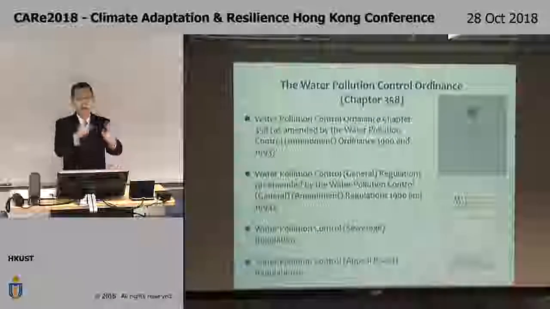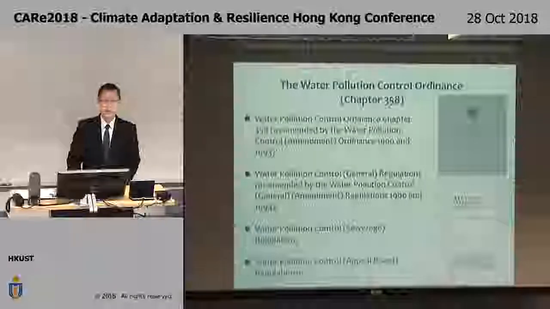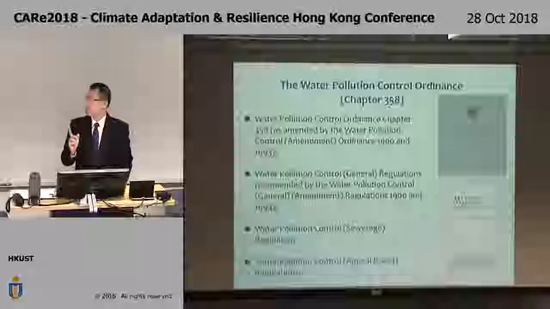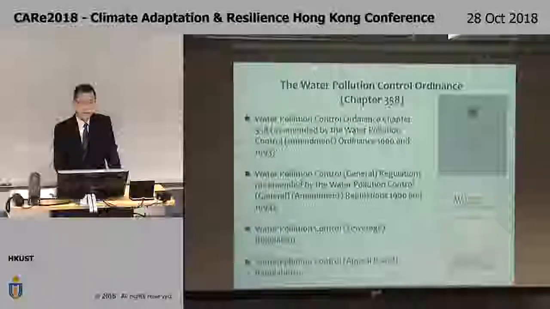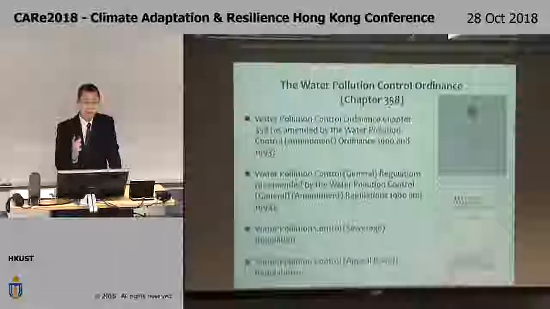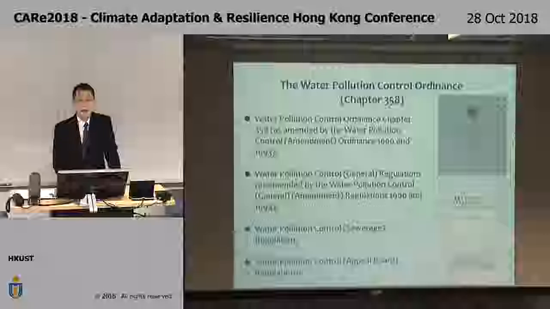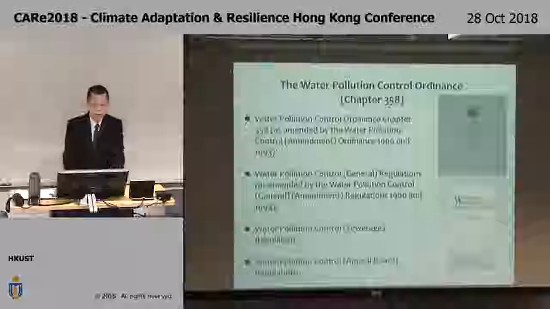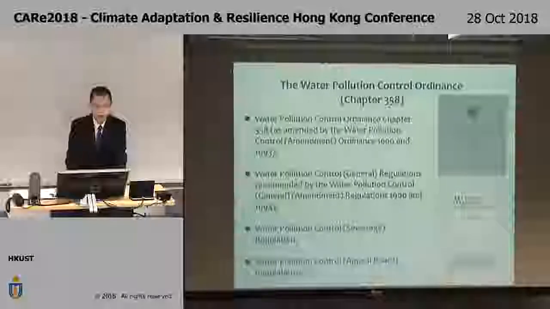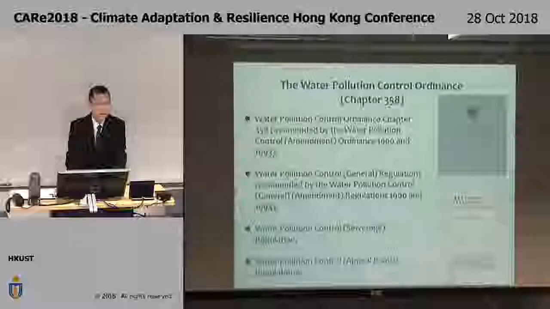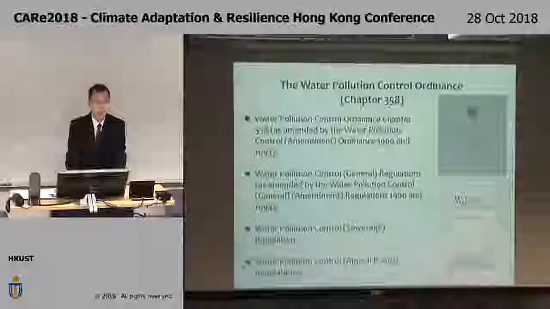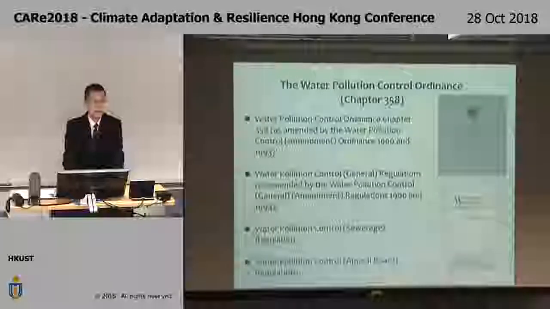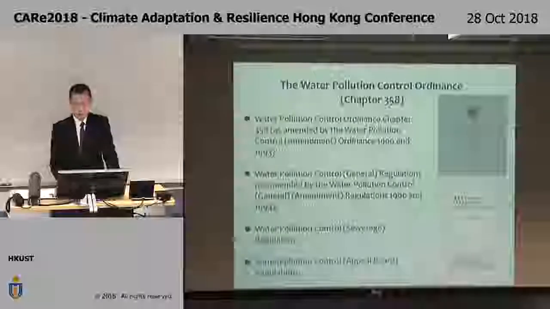So, how is all of this put into the context of control and enforcement? In this sense, the Water Pollution Control Ordinance is the core ordinance we use in pollution control. It's an ordinance enacted in the 1980s. We have different regulations, mainly to control the discharge. We have the civil regulations, we also have the appeal board regulations. It's the core ordinance we use in Hong Kong.